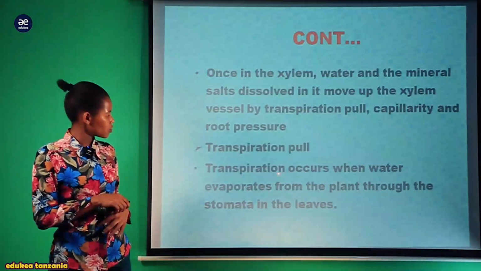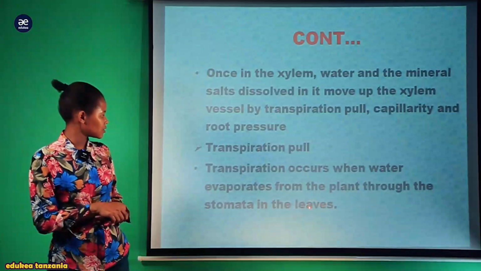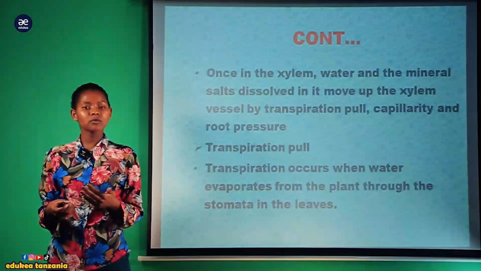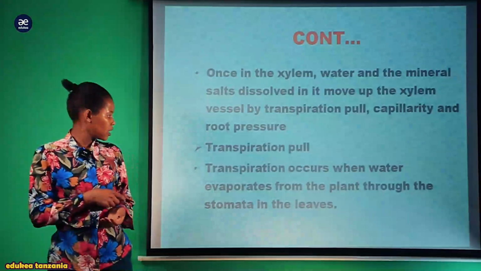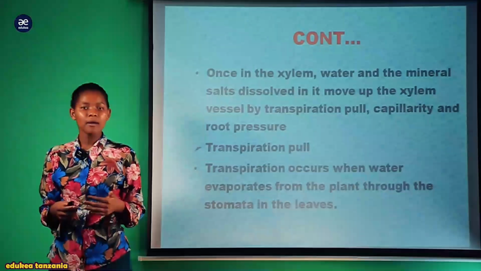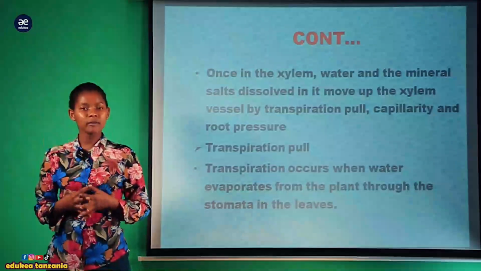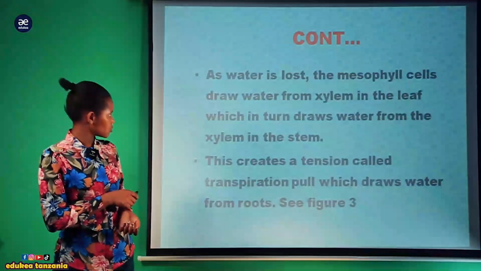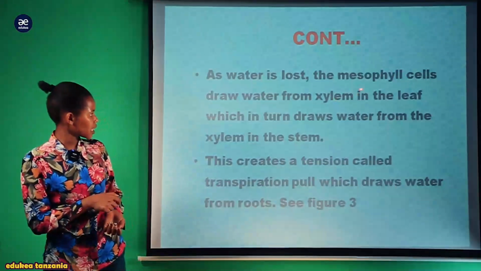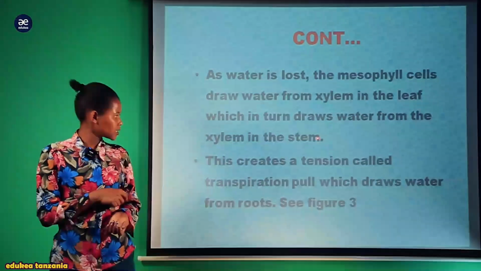In this, transpiration occurs when water evaporates from the plant through the stomata in the leaves. Ndio tunaita transpiration pull, ambako water ina evaporate kutoka kwenye stomata kutoka kwenye leaves kupitia hizo stomata. Maji yanatoka kwenye plants yanaingia kwenye stomata, yanatoka kwenye leaves then yana evaporate. Hiyo ndio tunaona kwamba as water is lost, the mesophyll cells draw water from xylem in the leaf, which in turn draws water from the xylem in the stem.